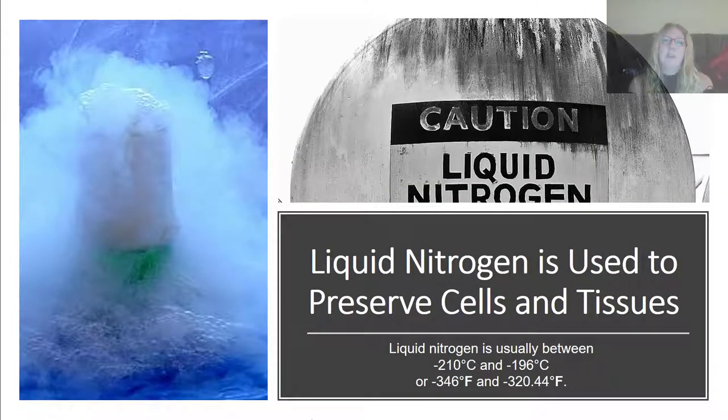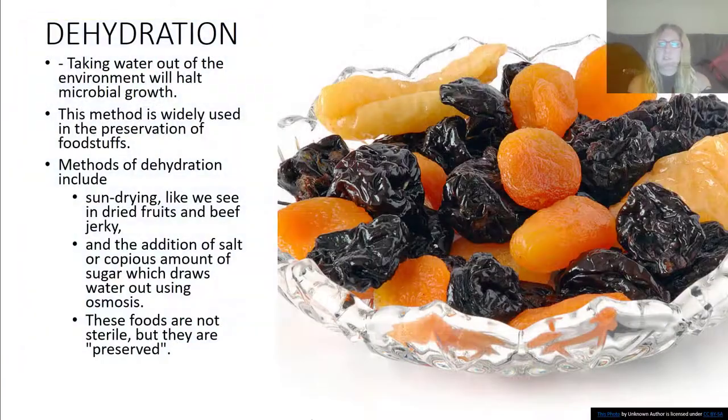Okay. So common laboratory practice is to use liquid nitrogen. I do this in my lab to preserve cells and tissues. And so liquid nitrogen is between, you know, negative 210 degrees Celsius and, you know, like negative 196 degrees Celsius. So at that temperature, you can really keep tissues for a very extended period of time, for, you know, years and years, and they're pretty safe at that.